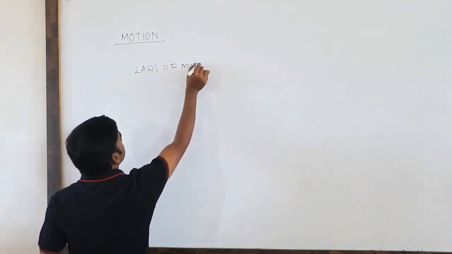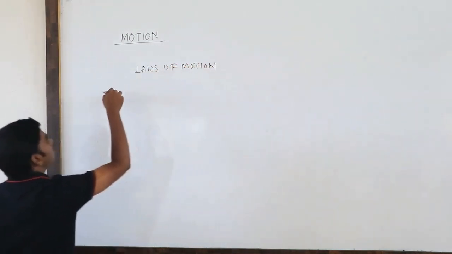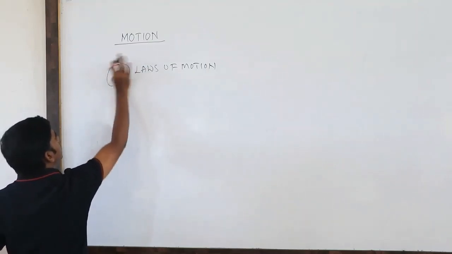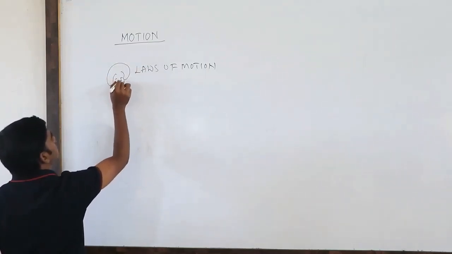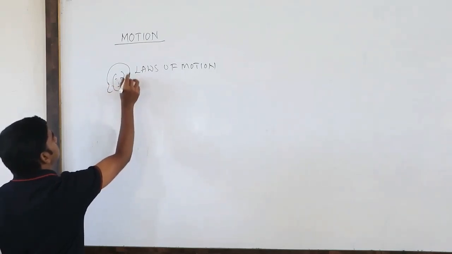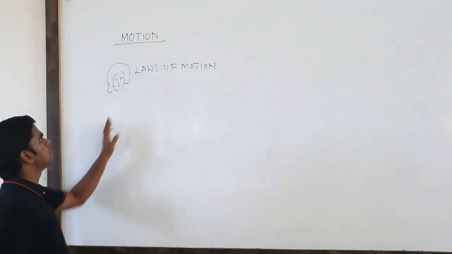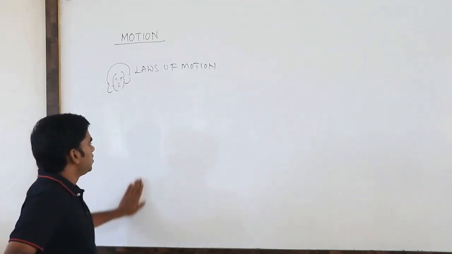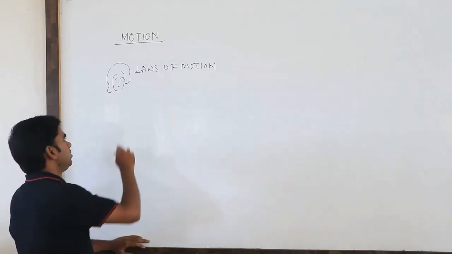Laws of motion. So who is it given by? It is given by Mr. Newton. Okay. So that is what we can say. It is given by Newton. So Newton's laws of motion. Directly we will go with the first law.